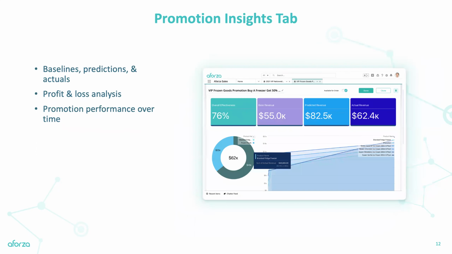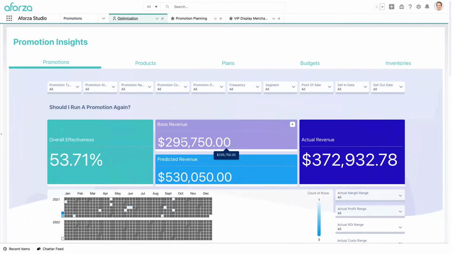And then the second dashboard we've released is this promotion insights tab. And this actually sits directly within a promotion. So when you're building a new promotion or you're trying to analyze how a promotion is actually performing, if it's been running for a while, you can now use this insights tab. And this is going to give you your details on your baselines, your predictions, your actuals. It's going to let you look at your P&L. And then it's also going to look at your promotion performance over time and how you're actually, again, selling into your stores. So let me go through a little demonstration of this and show you why this is so exciting.